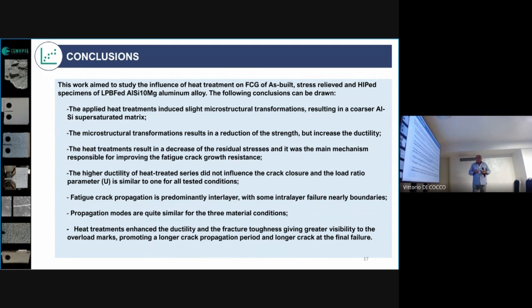Fatigue crack propagation is predominantly interlayer with some interlayer failure near boundaries, and propagation modes are quite similar for the three materials. So finally, heat treatments enhance the ductility and the fracture toughness, giving greater visibility to overload marks, promoting a longer crack propagation period and a longer crack at the final failure.